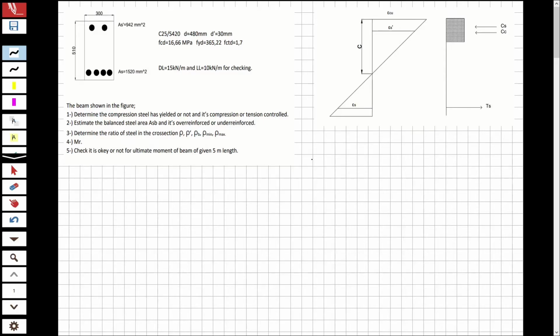In this video we are going to solve a question about reinforced concrete, and the question will be the analysis of a beam. The beam is doubly reinforced, you can see it now on the screen. So let's solve the question.